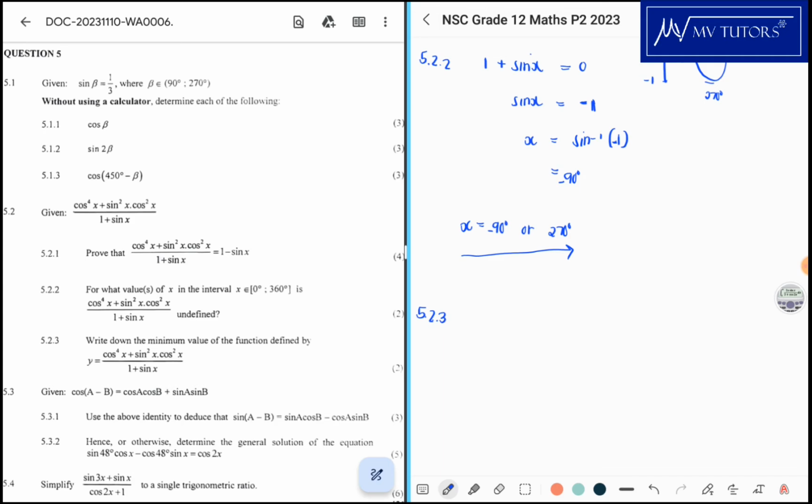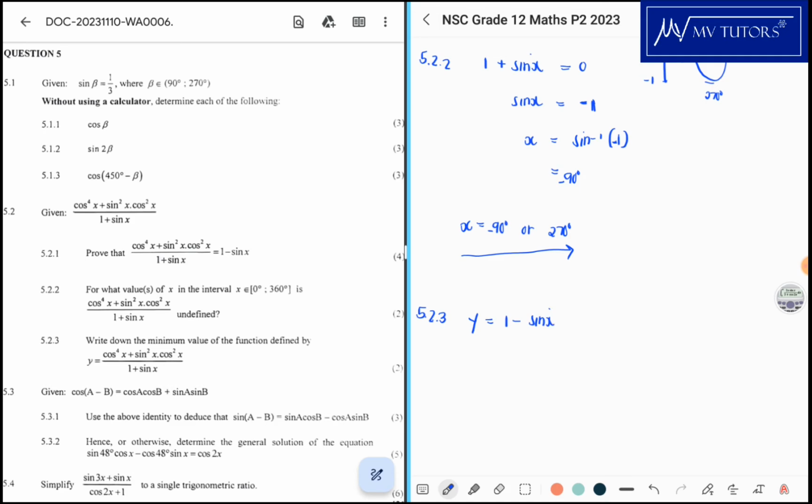Now 5.2.3 says, write down the minimum value of the function defined by that. Okay, that entire sum, I'm not going to say it out again. So yeah, write down the minimum value for that function. It's quite loaded, but remember we proved that cos to the power 4x plus sine squared x times cos squared x over 1 plus sine x is actually equal to 1 minus sine x. Okay, so basically it's us saying y is equal to 1 minus sine x. And it's only 2 marks.